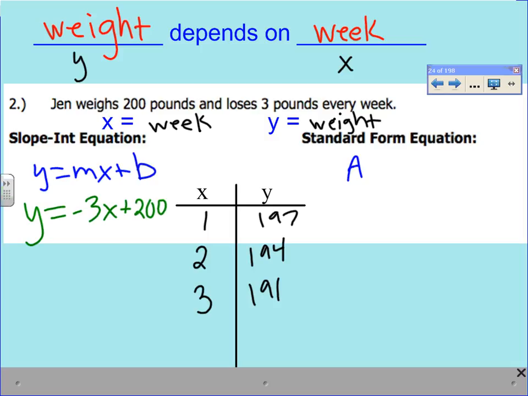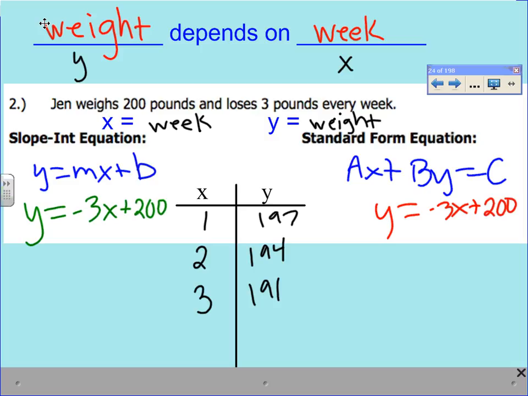Let's go to standard form. Standard form is ax plus by equals c. Underneath that, please rewrite the slope-intercept form. Okay, Kevin, how do we get this into standard form? How do you get this x to the other side? Okay, are you paying attention? You sure? Okay, add 3x to both sides, goes away here. So you guys have 3x plus y equals 200.